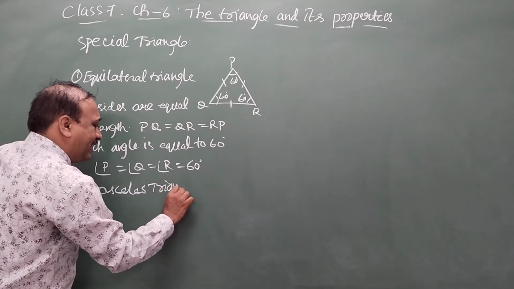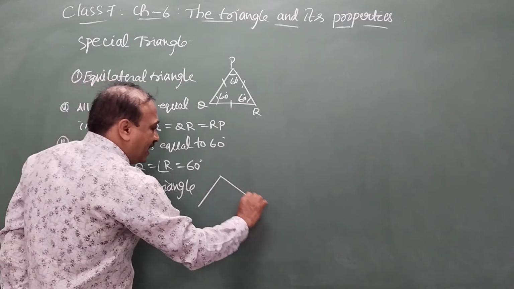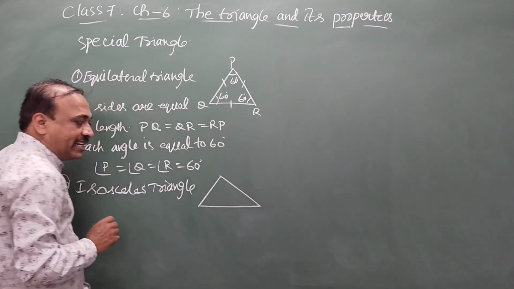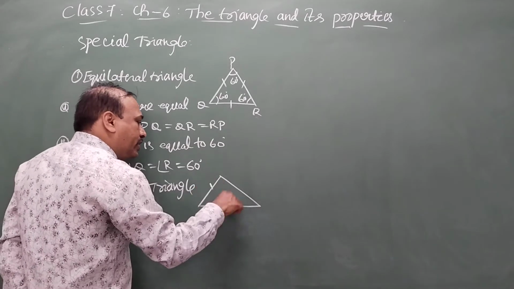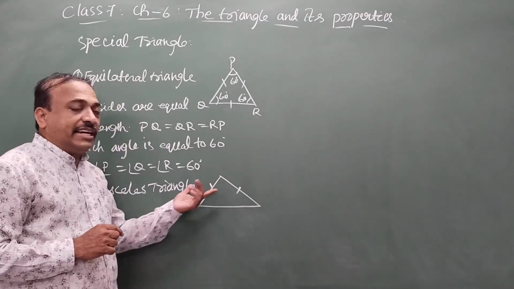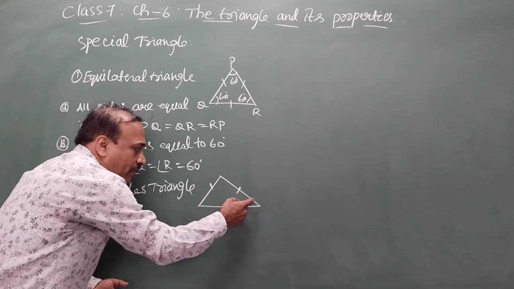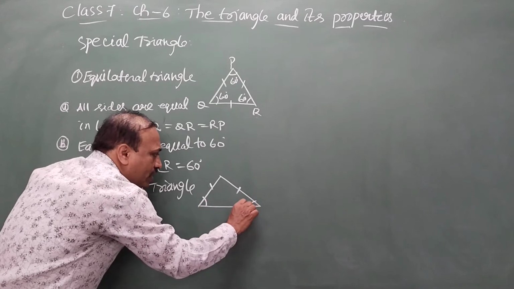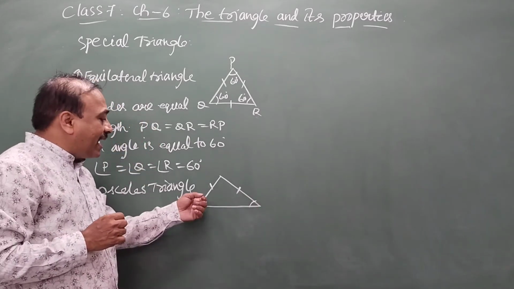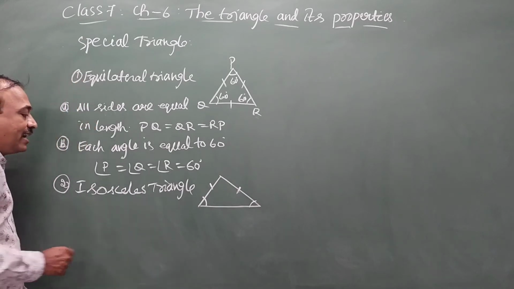The second triangle, with points A, B, C, is the isosceles triangle. What is special about it? Two sides are equal in length. So these two sides are equal. Angles opposite to equal sides are equal. So this angle is equal to this angle.